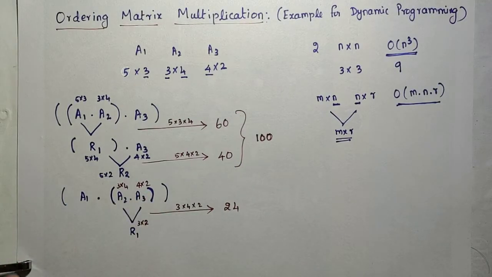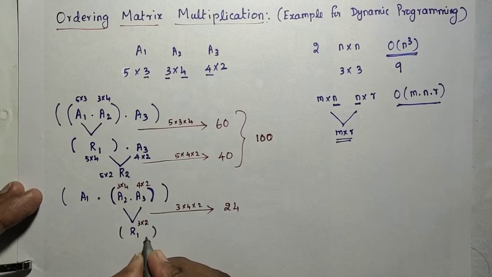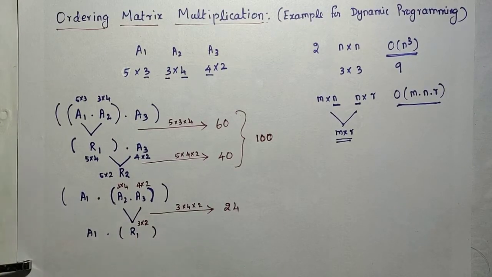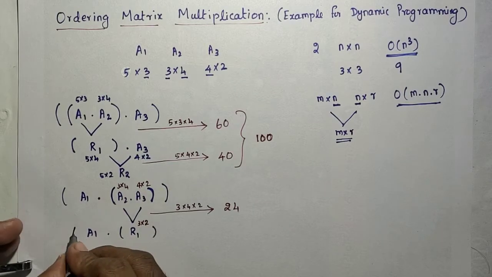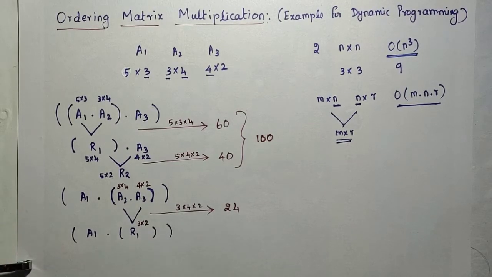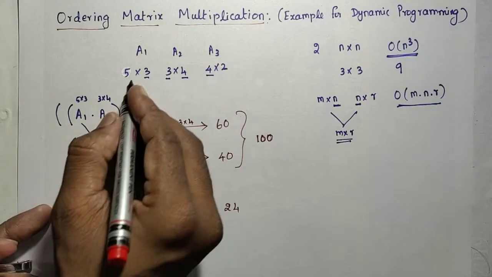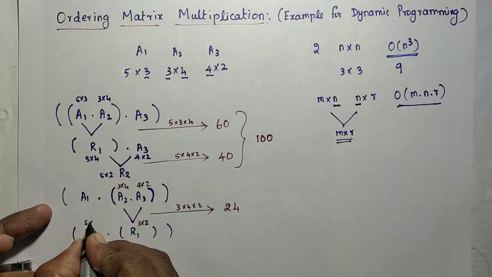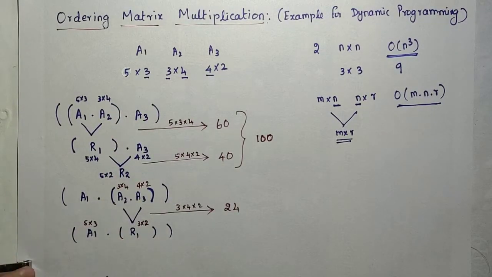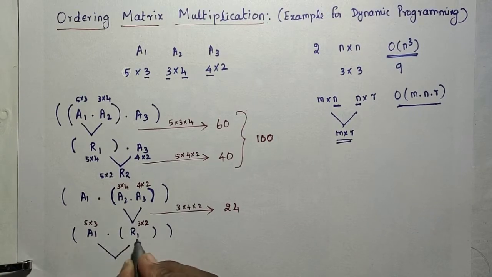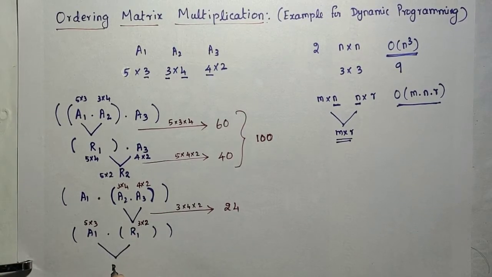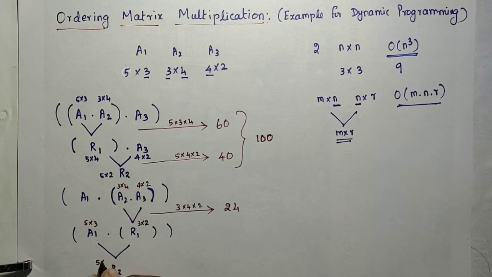And then that result is going to be multiplied with A1. The A1 dimension is actually 5 by 3. So the result of A1 and R1 is R2, that is the final result. That dimension will be 5 by 3 into 3 by 2, so 5 by 2. So the result will be a 5 by 2 matrix. So what we are getting here and here will be the same.